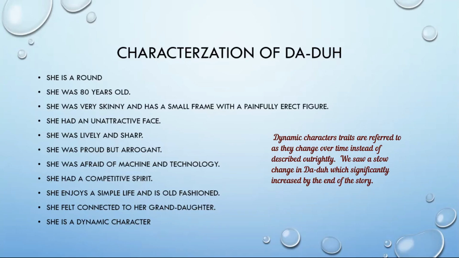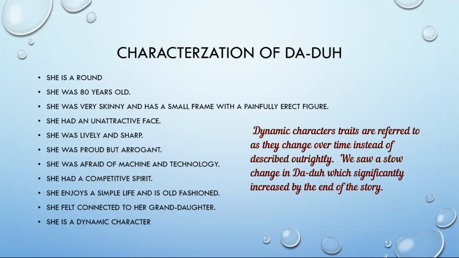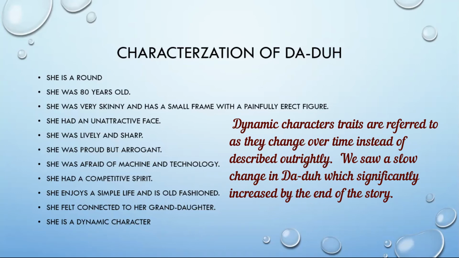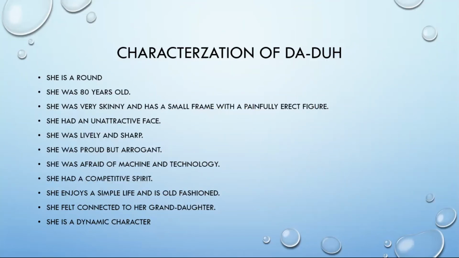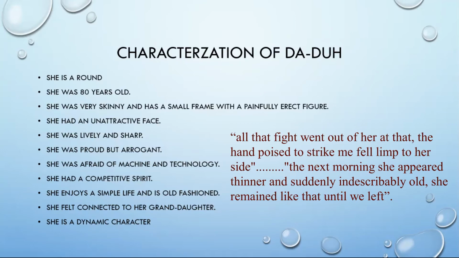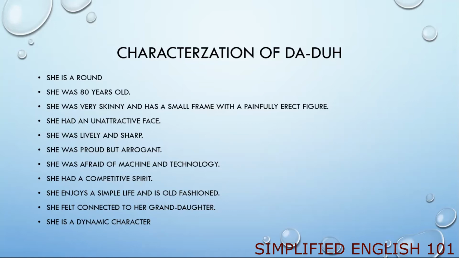All the strength we saw in her in the beginning of the story was gone as she struggled with the pressure of her granddaughter's youth. She struggled with accepting the changing world and slowly accepted her defeat. The narrator says that all the fight went out of her at that. The hand poised to strike me fell limp to my side. She continued. The next morning she appeared thinner and suddenly indescribably old. She remained like that until we left. It is almost like we saw a sudden physical deterioration as well as emotional and mental in her.